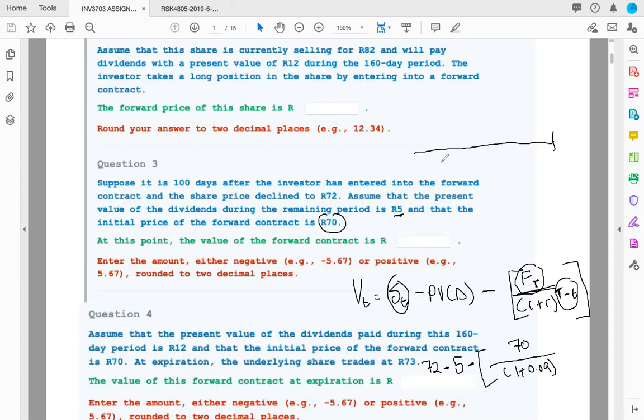Okay, I'll draw the timeline again. 160 days corresponds to T, big T. 100 days after the initial contract, 100 days after the investor entered into the contract, so 100 corresponds to small t. So we say big T minus small t, and we get 60. So it means this power is going to be 60 over 365. Remember, these are days, so we should always remember to change our days into years. So this is what we need to do to get the value.